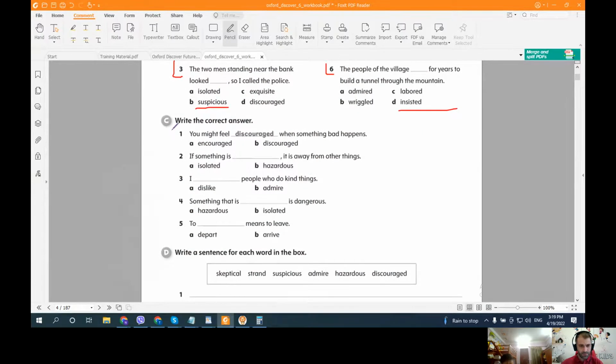Now, can you please write the correct answer here? Can you please read number 1? You might feel discouraged when something bad happens. Okay, the key word here is bad. So when something bad happens, you cannot feel encouraged. For example, when something good happened, you can be encouraged. Okay. Number 2, can you please read number 2? If something is isolated, it is away from other things. Okay, very nice. Number 3.